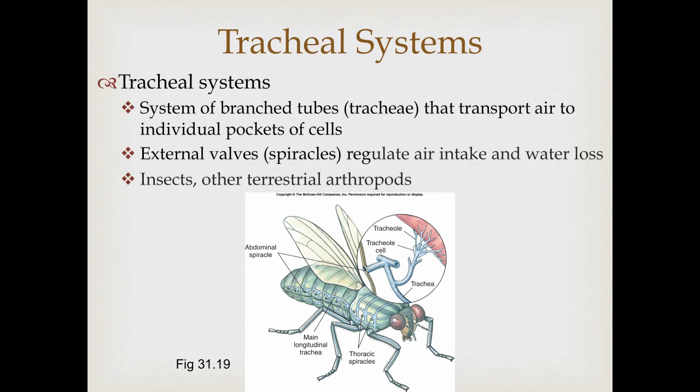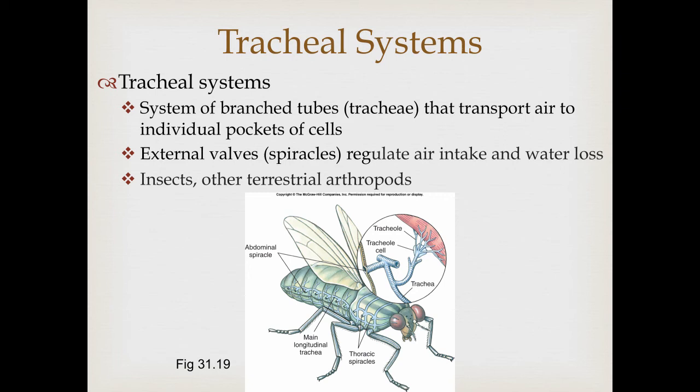Tracheal systems are a series of branched tubes, or trachea, that transport air to individual little pockets of cells. So you can think about these as being little snorkels between pockets of the body and the outside environment. Now they're connected to the outside environment with these external valves called spiracles. And the spiracles can open or close to regulate when air is going to go in and out.